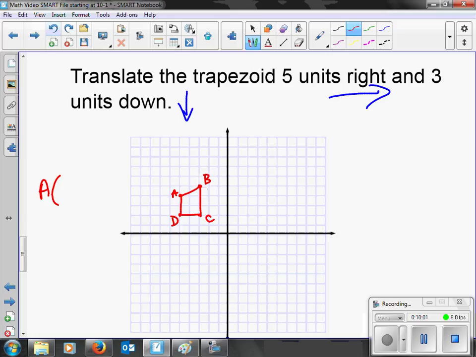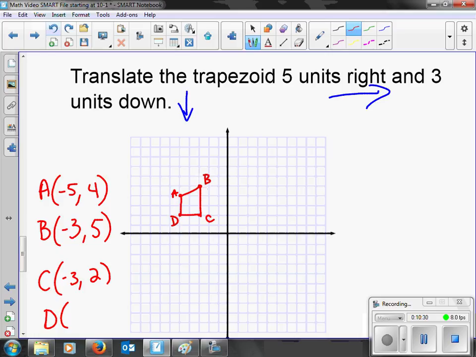So A is negative 5, comma 4. And then B is negative 3, comma 5. And then C is negative 3, comma positive 2. And then D is negative 5, comma 2. Okay, now we're going to move it 5 units to the right and 3 units down.